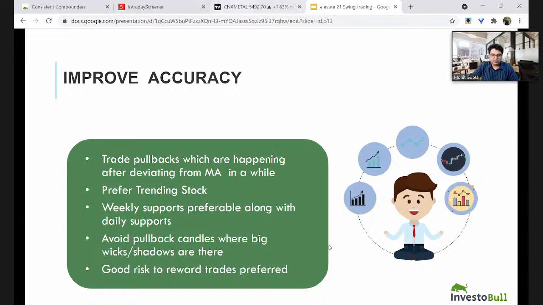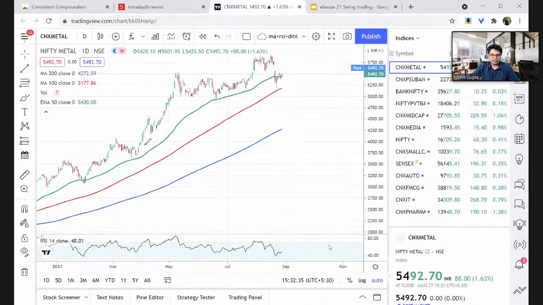Now, what I mean by this is, let's say the example is there. If you're going to trade this pullback, I would prefer not to trade this pullback, but I would prefer to trade this pullback. Why? Because there should be some movement and then a meaningful pullback should have happened. If a stock is going like this, I'm just going to avoid that stock because it is not pulling back immediately, right?